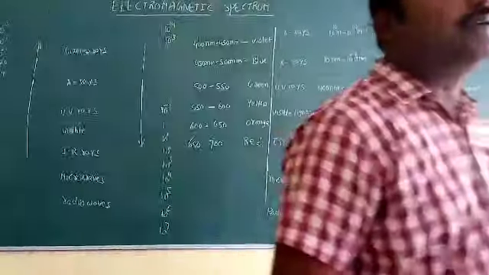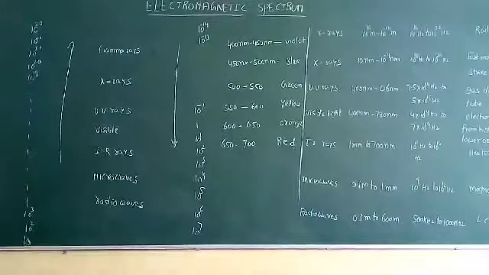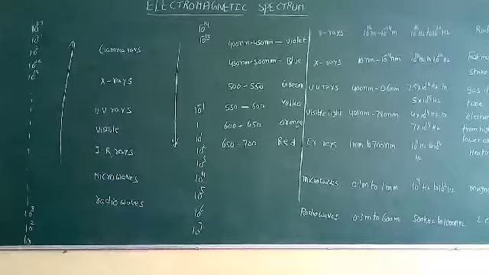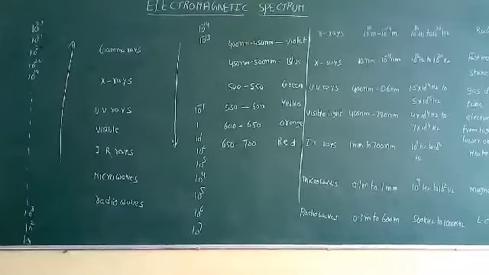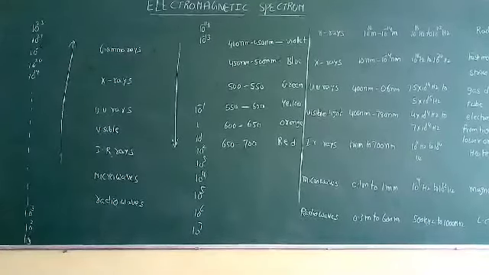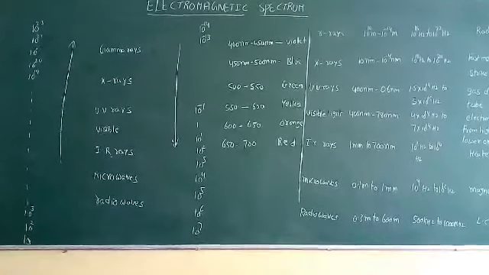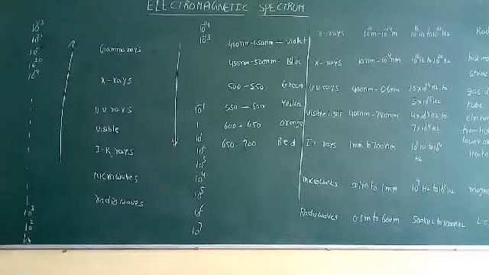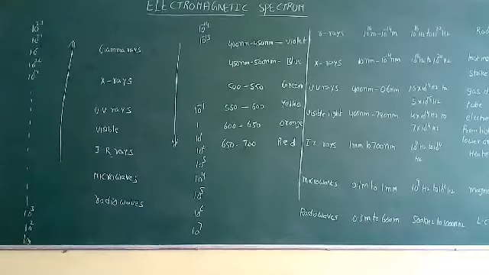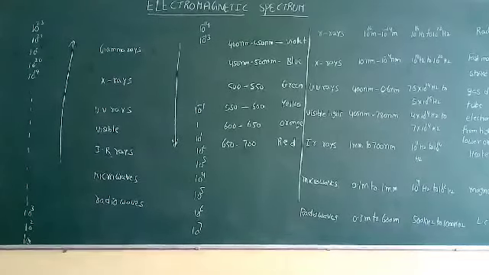So once again, all of you see the board. In this table you have to follow the order like this: gamma rays, X-rays, UV rays, visible rays, IR rays, microwaves and radio waves.